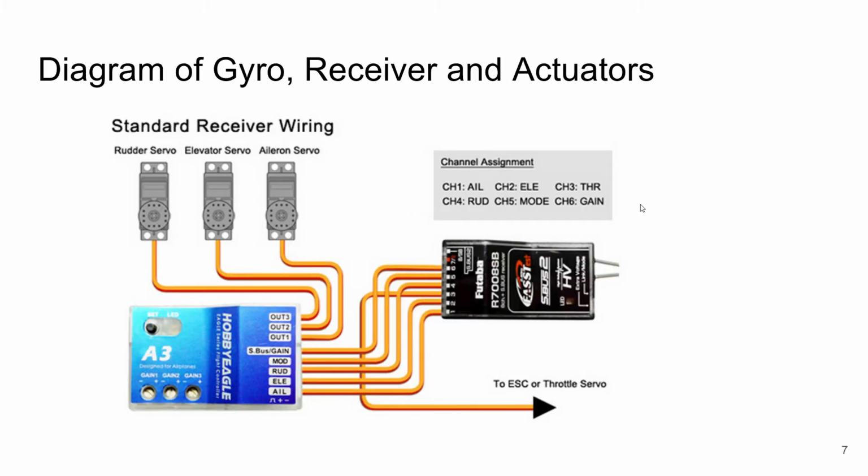As for the wiring of the system, the receiver is usually directly connected to the servos, but with the addition of a gyro, it's placed between the receiver and the servos. Utilizing the built-in accelerometers, the gyro will measure and correct any changes such that the plane will maintain the last orientation it was in.